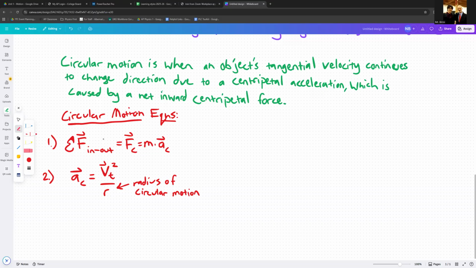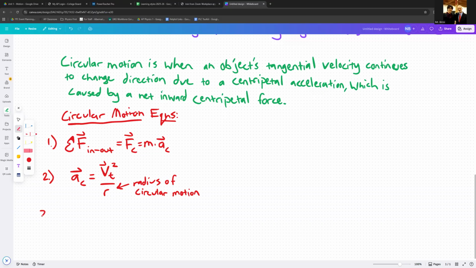Versus if you go really slowly and you have a super small tangential velocity Vt, that will decrease your acceleration. Or if you get a bigger radius of circular motion, that would be another way to do it. So this one helps you look at centripetal acceleration, tangential velocity, and the radius of circular motion. So very, very handy equation. We'll definitely be using that one a lot.